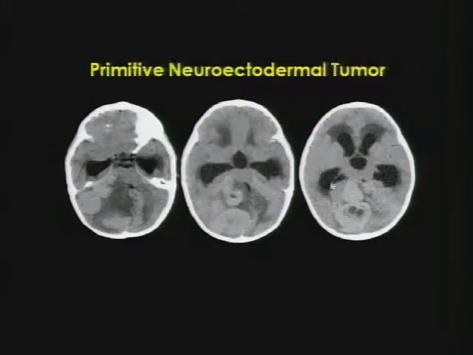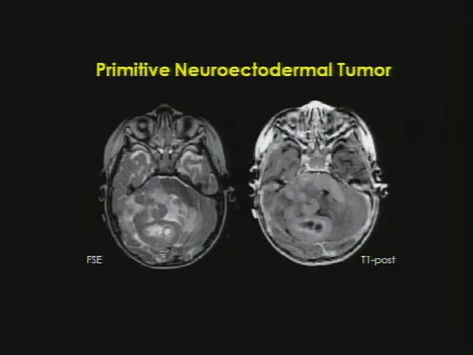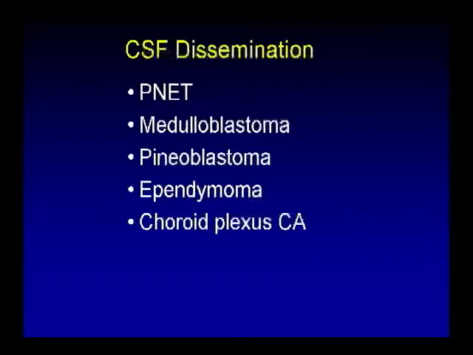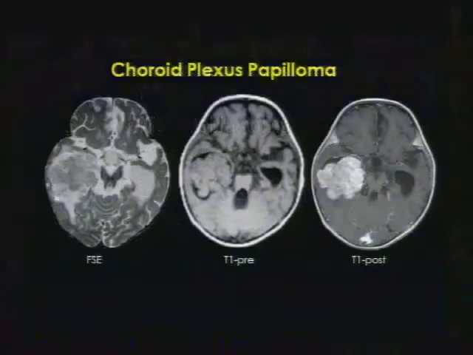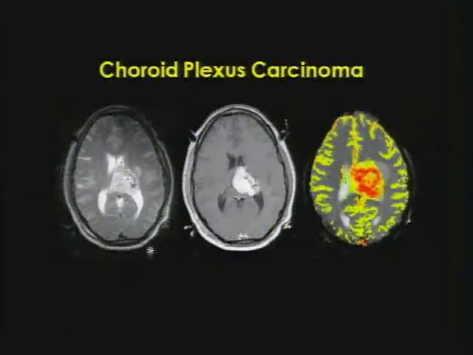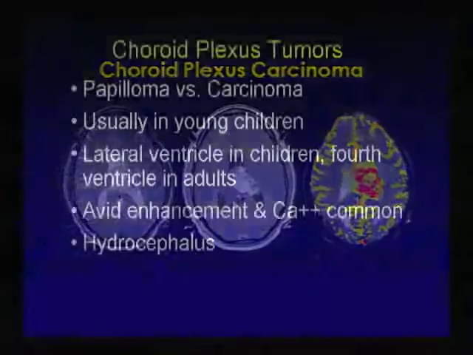I showed you earlier in the CT showing you the obstructive hydrocephalus. Here is this very large, bizarre tumor. CSF dissemination, what are the tumor types that like to do that? PNET, medulloblastoma, pineoblastoma, ependymoma, and also we've seen with choroid plexus tumors. Here's an example of choroid plexus papilloma. Here's an example of a choroid plexus carcinoma. So these are intraventricular tumors.